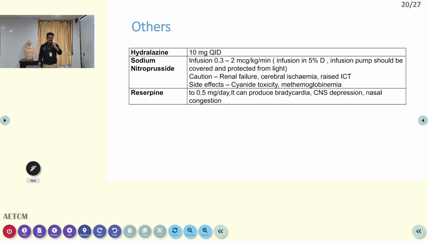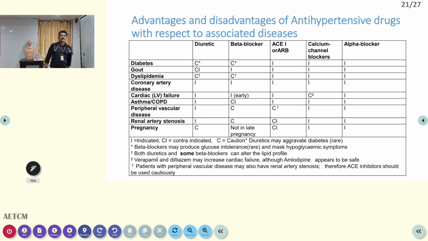Hydralazine is a very useful drug in the emergency room. Previously, IV hydralazine was available in our country. Now it is not available, but even then you can give oral tablets. It gives a very good vasodilatory effect and it controls the BP. Sodium nitroprusside also can be used in the emergency room to control the BP. Reserpine is available, but nowadays its usage is very much reduced.